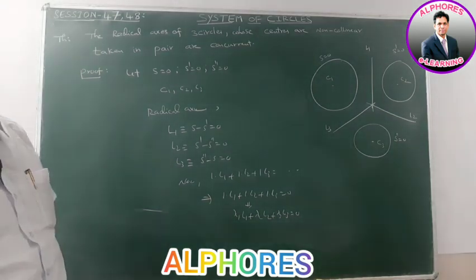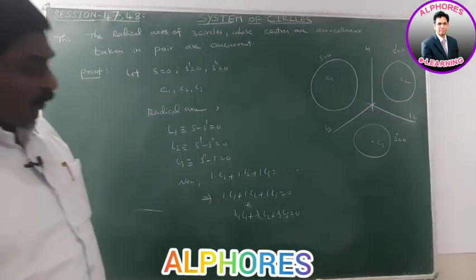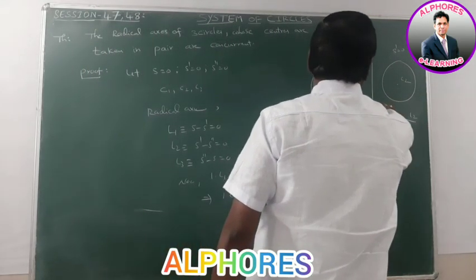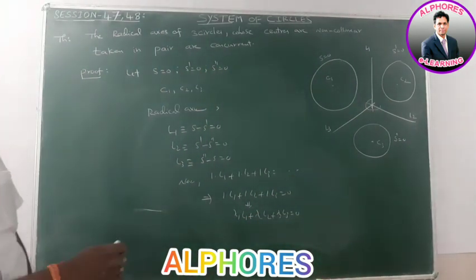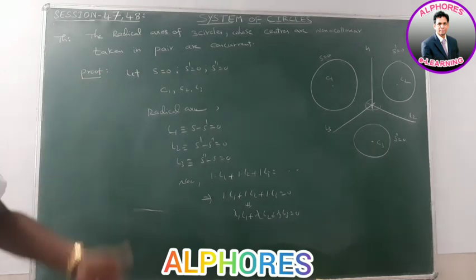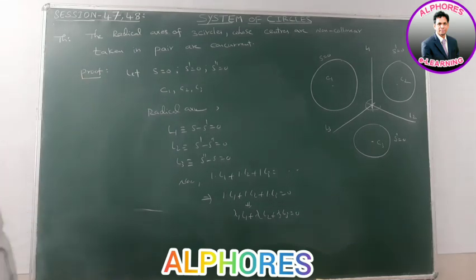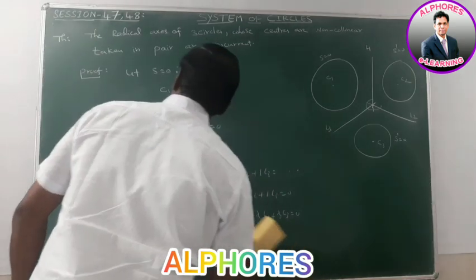Okay, very, very important property. This point of concurrency is said to be the radical center. Next we will discuss this point. The point of concurrency is said to be the radical center. Please note this point. Next one.